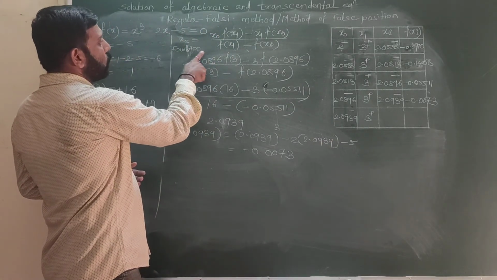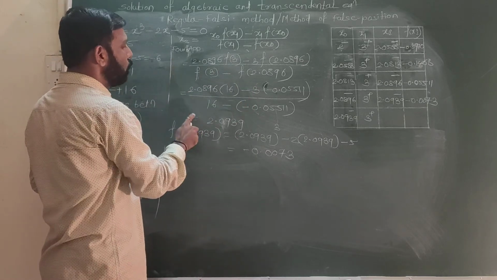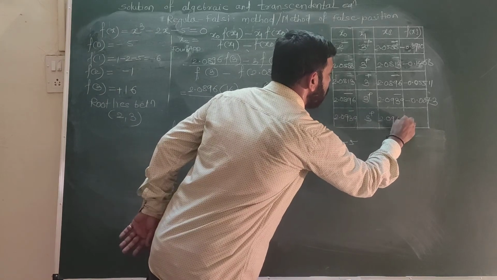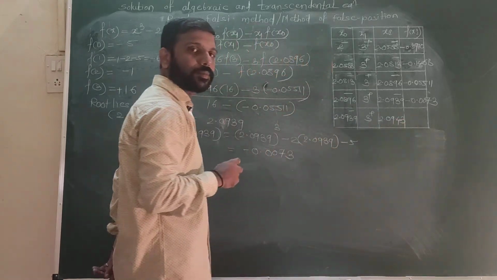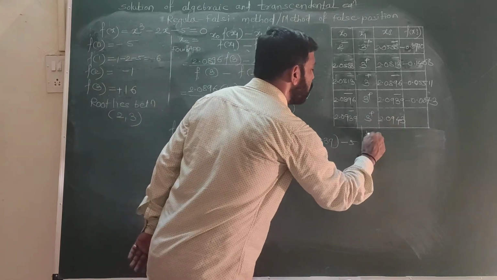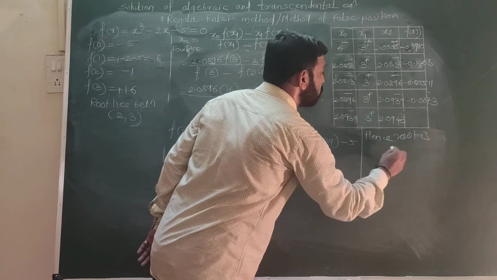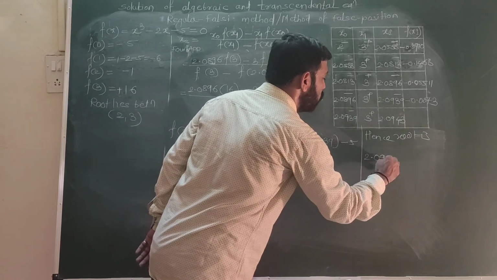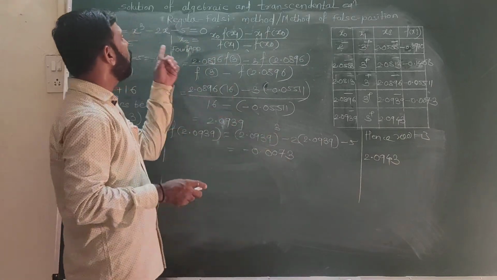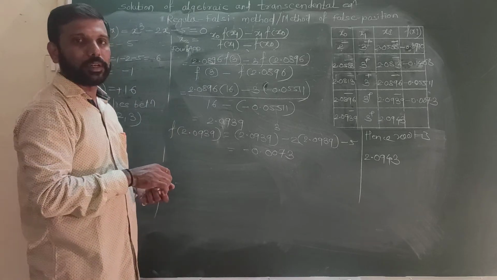Calculate the fifth approximation here, write down the calculation, and then we have the value in the fifth approximation, 2.0943. So the last value in the fifth approximation that we calculated, you write down here. Hence the root is 2.0943. This is the root of the given algebraic equation by using the regula falsi method.